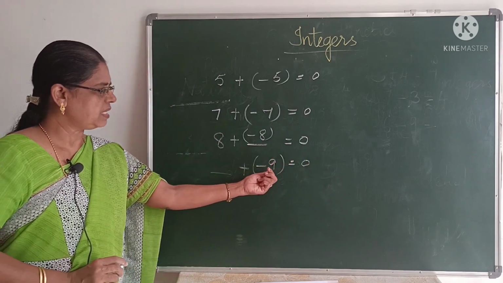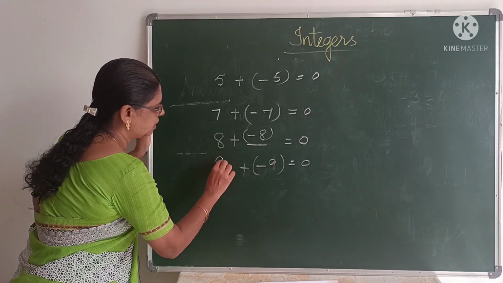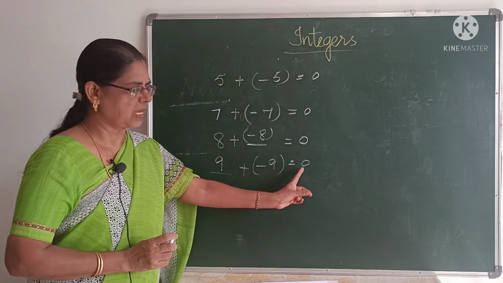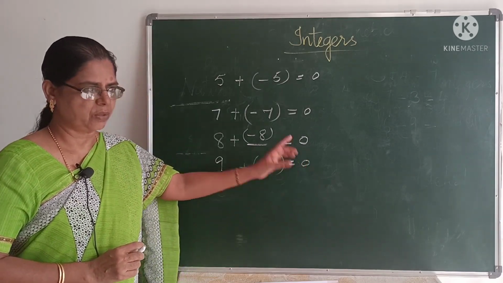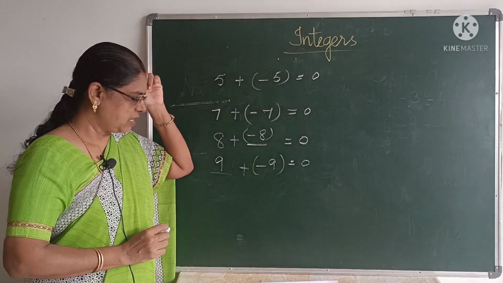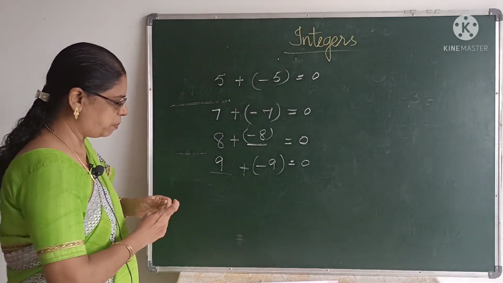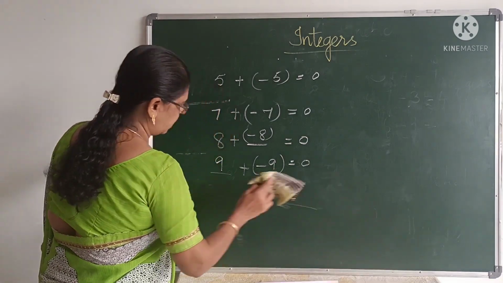Here minus 9 is written. What is its opposite? The opposite is 9. So 9 plus minus 9 is equal to 0. So we have learned the first rule about integers. The sum of any integer and its opposite is always 0.